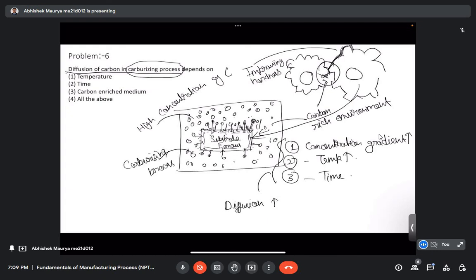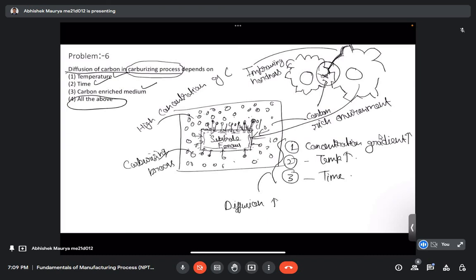Similarly, sometimes nitrogen is also introduced into the substrate material to improve the surface property, that is called nitriding, but the mechanism is the same, diffusion. So if we see, the correct answer is all of these.